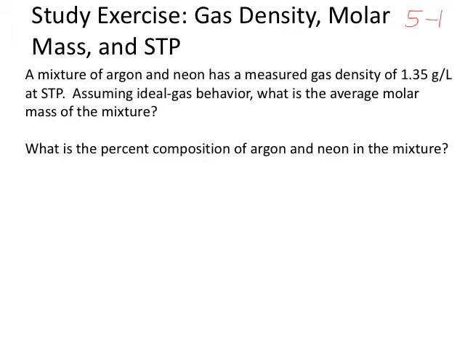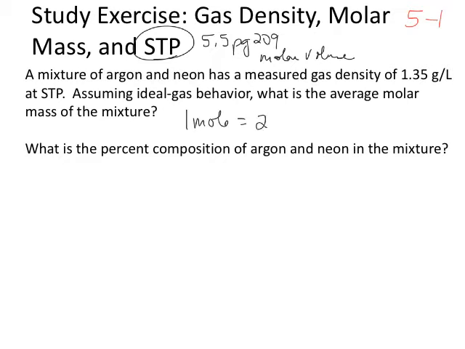The first thing you need to do is define what STP is. This is section 5.5 in your Tro book, page 209, and it talks about molar volume. When you have molar something, that's usually 1 mole equals something. So molar volume: 1 mole of gas equals 22.4 liters, and that's at STP. That's the volume that any ideal gas is going to have if there is 1 mole.